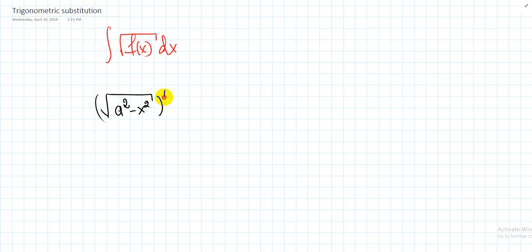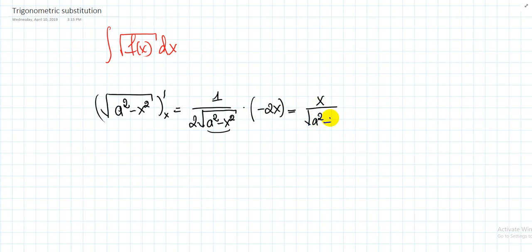right? Can you take its derivative with respect to x? This is 1 over 2 square root of a squared minus x squared, multiplied by the derivative of a squared minus x squared with respect to x, which is equal to what? Minus 2x, right? So the answer will be negative x divided by the square root of a squared minus x squared. Yes, using the chain rule.